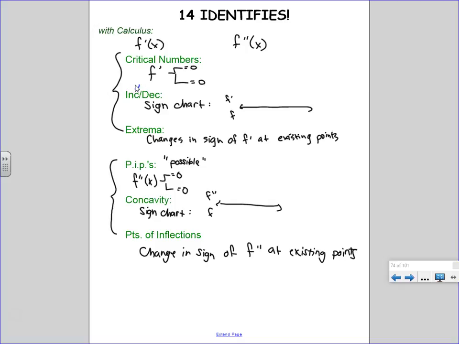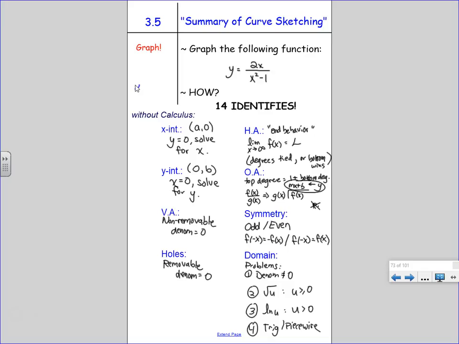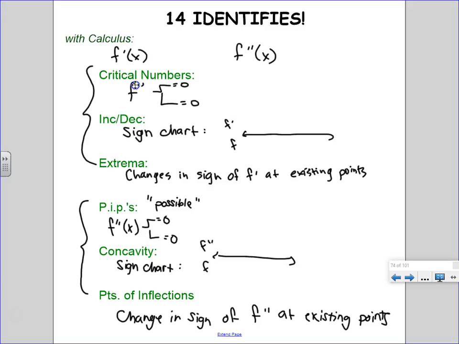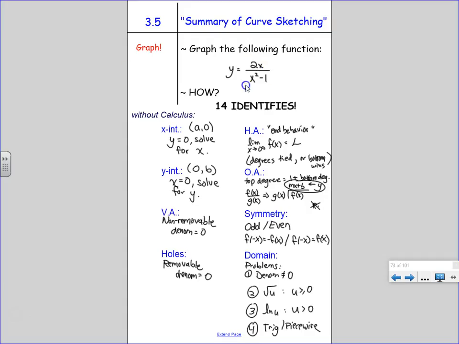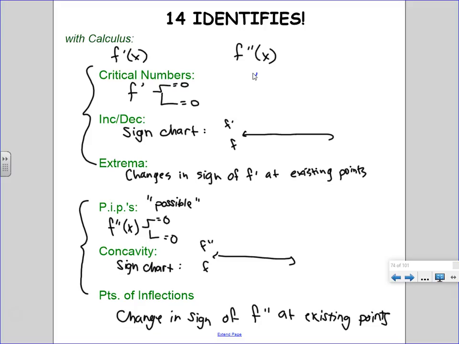Notes-wise, this is section 3.5 done. Remember? I told you I was going to review. It was a summary. It's putting it all together. So at the very beginning, didn't I give you a function and I said, hey, we need to figure out his graph, right? And some of you started to freak out just a little bit. Well, we talked about all 14 of the identifiers, and step 15 is graph.